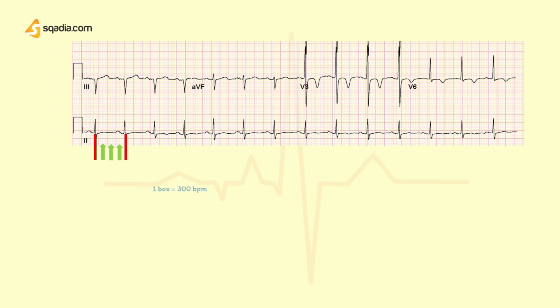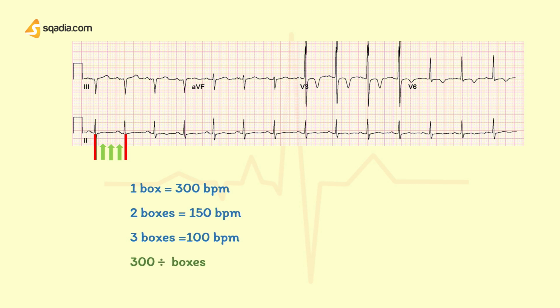Now, one box is equal to 300 beats per minute. 2 boxes is 150 beats per minute, and 3 boxes is 100 beats per minute. So basically, it's 300 divided by the number of boxes. The normal would be between 3 to 5 big boxes.